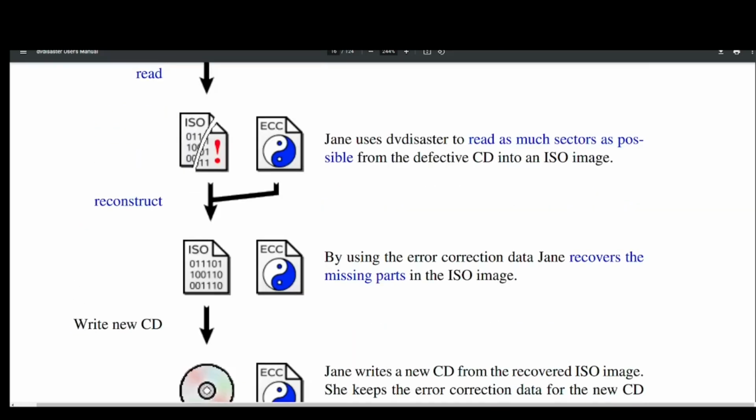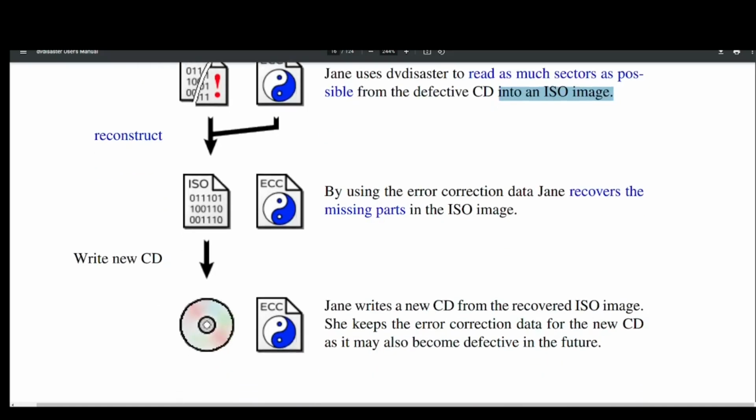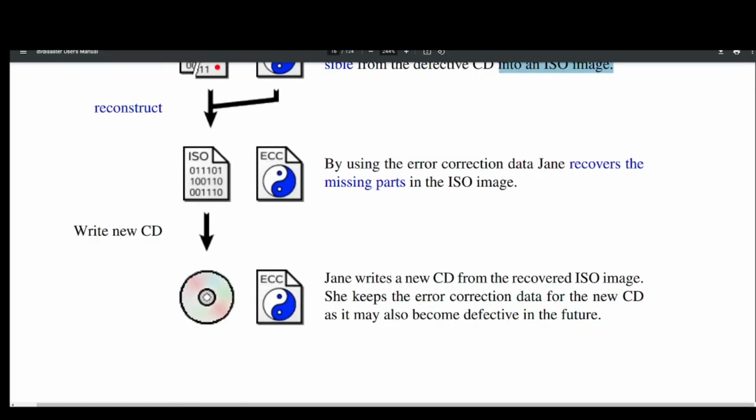So she has to reconstruct. Firstly, it's reading as many sectors as possible, making that into an ISO image. DVD Disaster really likes to work in ISOs. And then she uses that ECC, the error correction code that she saved on her server or her NAS, to remediate the data in the ISO image, right?